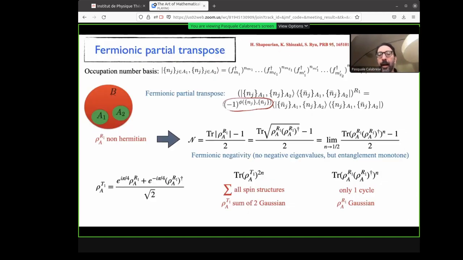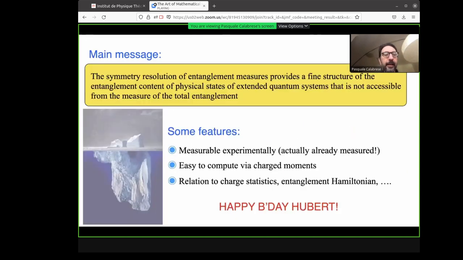I will stop here. I will skip all the negativity. What I want to stress, the main message here, is that the symmetry resolution of entanglement provides a finer structure of the entanglement of a physical state. And some features are measurable experimentally. Actually, it has already been measured. It's very easy to compute for theoreticians via charge moments. And something that I didn't discuss here is related to many interesting objects that already exist in the literature, like charge statistics and the entanglement Hamiltonian. Here I just showed the tip of the iceberg of what is done; there is much more.